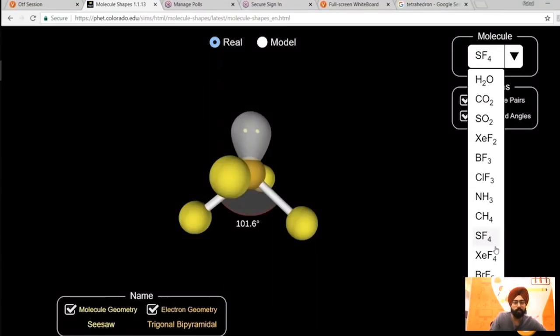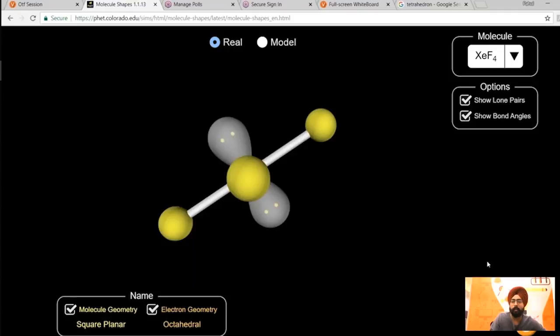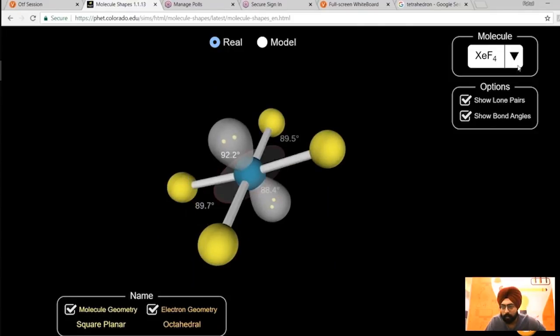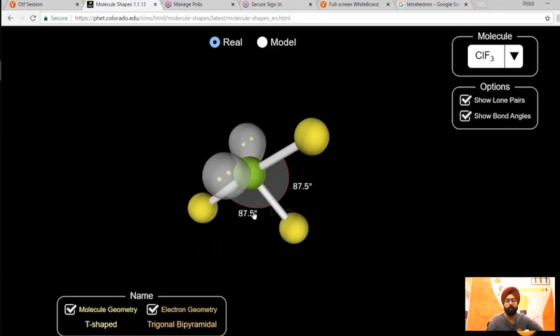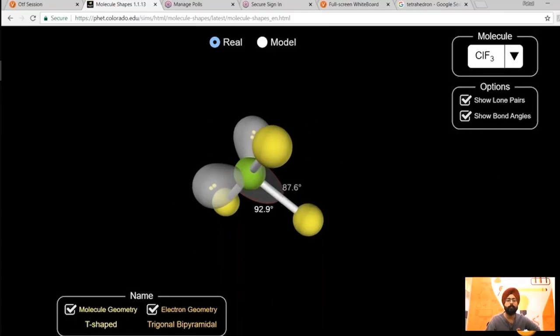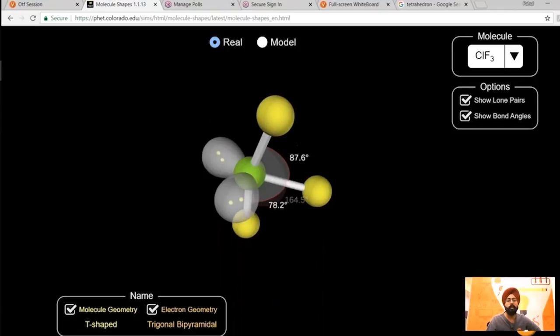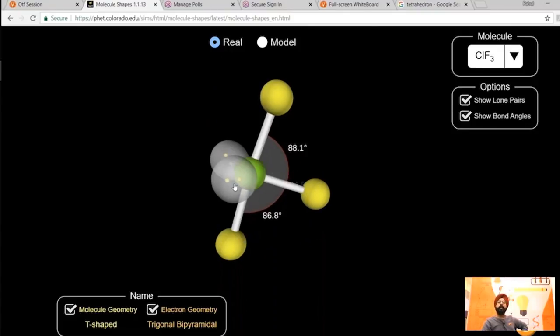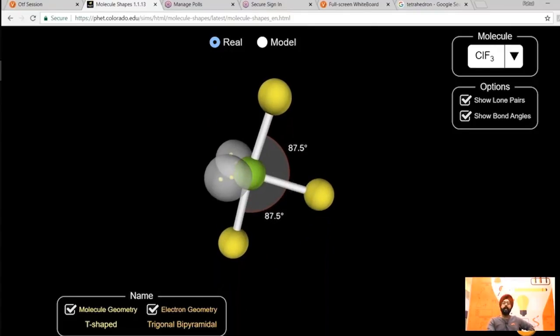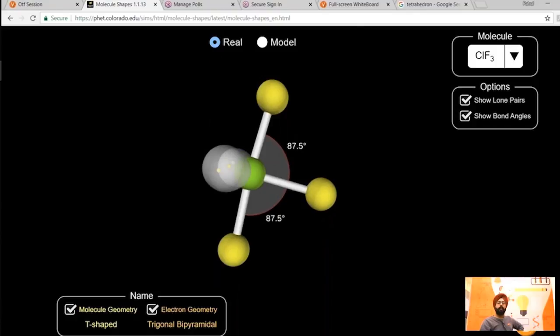XeF4 will also satisfy. No, XeF4 is wrong. Is there a... Yeah, here you go. So can you see two lone pairs and one bond pair in the equatorial plane and two bond pairs in the axial plane? Okay, so the angle is less than 90 degrees now, and this apparently looks like a T.